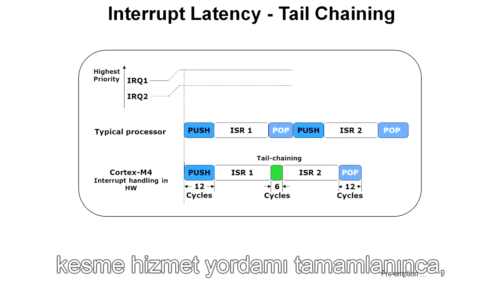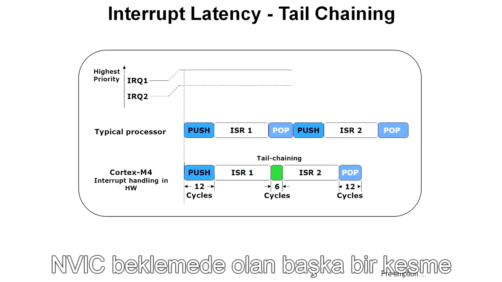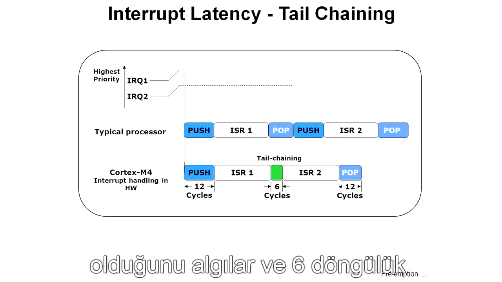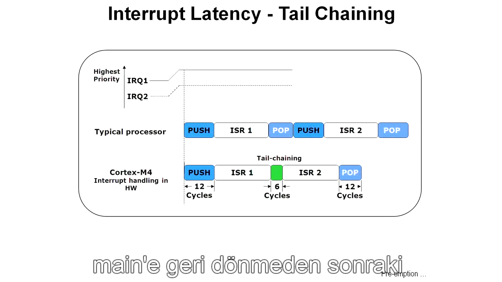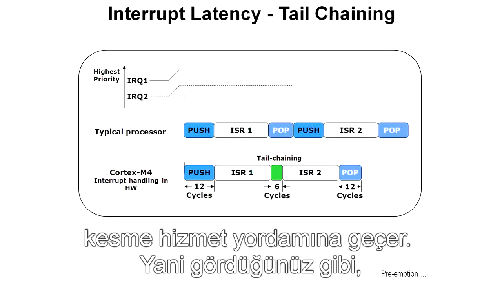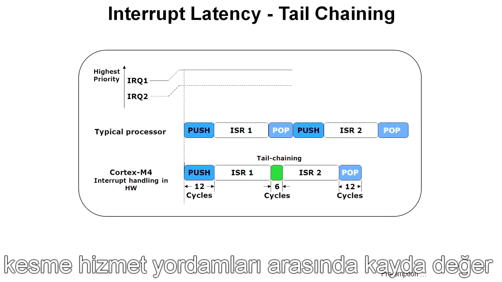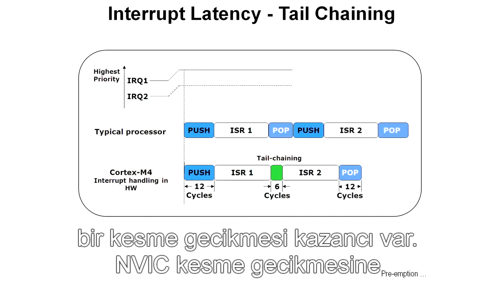When the interrupt service routine is completed, the NVIC detects that there is another interrupt pending and does a 6-cycle tail chaining to then send the execution to the next interrupt service routine without having to come all the way back up to main. So you can see a significant savings in terms of interrupt latency in between interrupt service routines.